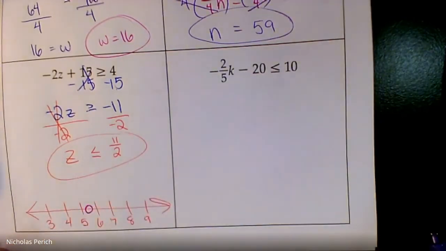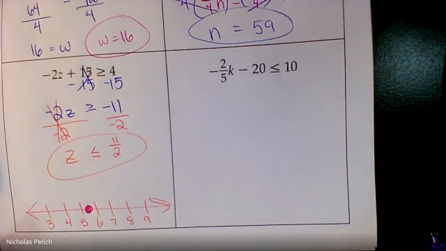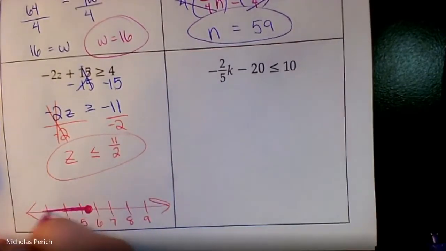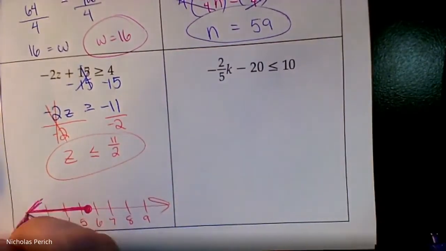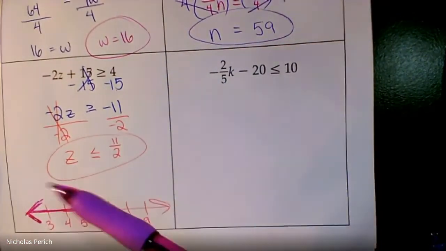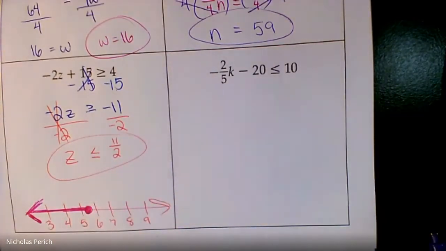What must I do with that circle? Fill it in. Yes. Am I going to the left or to the right? To the left. And the reason why I always put my variable on the left side is because the symbol here acts as an arrow telling me which direction to graph to.